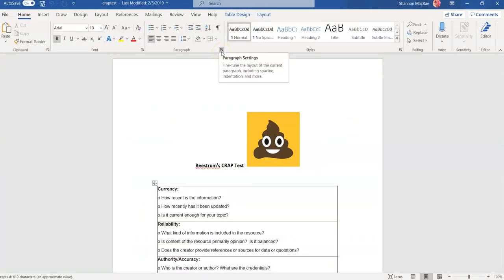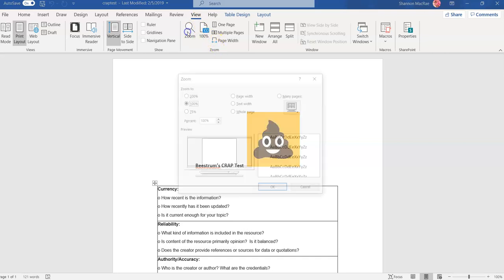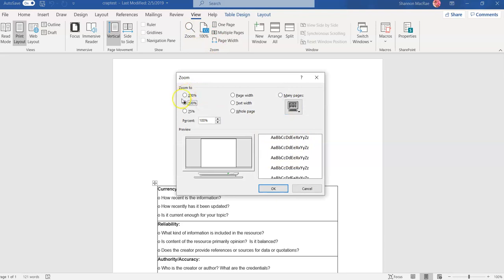Okay, bear with me now. I'm just going to try to increase the size of this so that you can see it. Again, you might want to make sure that you make your screen as large as you can.